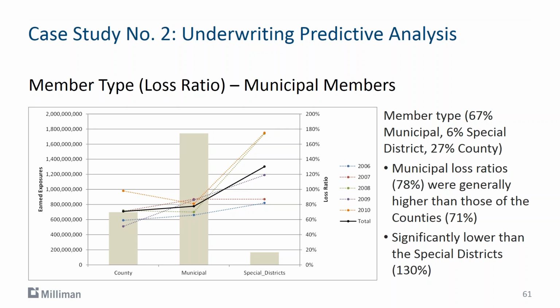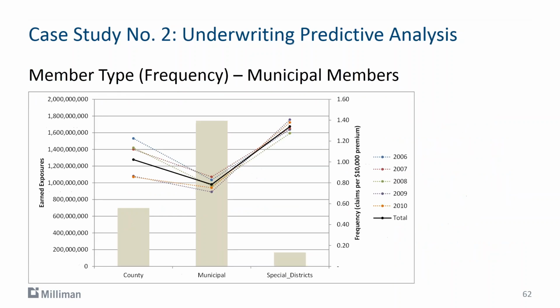So the special districts have much higher loss ratios on average, and for some accident years, than the municipalities and the counties do. So it doesn't appear that they're differentiating that risk appropriately, particularly if they're applying one rate to all municipal members. There is certainly a differentiation in the risk within the member type that they could take into account in their underwriting approach. And then we look at this same grouping, when we look at just frequency, you can see the big difference here.